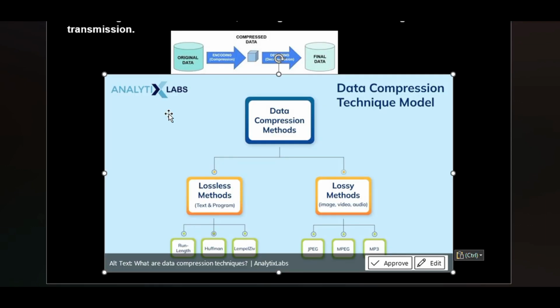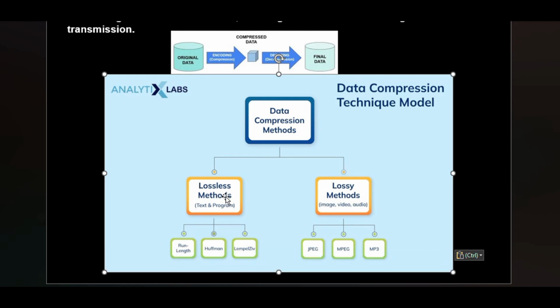Let's look at this diagram here too. We have data compression methods. We have two main types: the lossless method and then the lossy method. The lossless method is more for text and programs. The lossy is for images, videos, audios, and so on. What lossless means is that when it is compressed and transmitted, it doesn't reduce its quality. For example, when you compress text, it's still the same text.